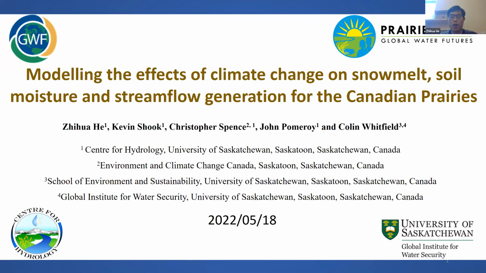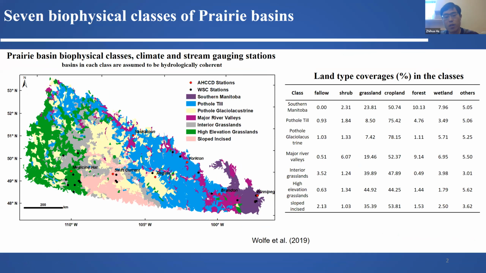As you saw from Karen's presentation, we have divided the prairies into 7 classes. This map shows the locations of the classes, and also the locations of the AHCCD stations I have used for the meteorology input to force the model. They include the Meeting Lake station in the west, Swift Current, Regina, and the Yorkton station in the middle, and the Brandon station and Pickering station in the east.